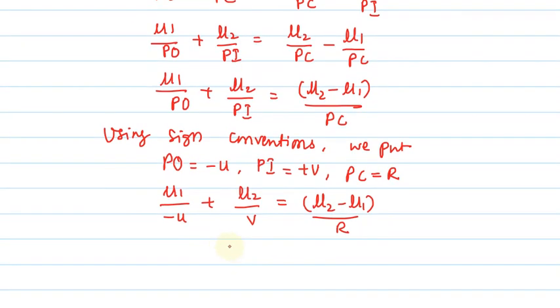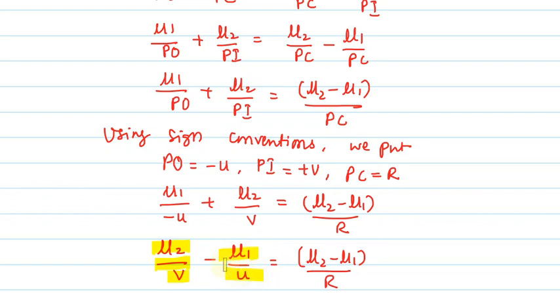If we rewrite these terms by taking the positive term first, I can write this as mu2 upon V minus mu1 upon U is equal to mu2 minus mu1 upon R. Here mu1 and mu2 are refractive indices of the rarer and denser medium, V is image distance, U is object distance, and R is radius of curvature. So this is the relation for refraction from rarer to denser medium at a convex spherical refracting surface. Hope you have understood the derivation: mu2 upon V minus mu1 upon U is equal to mu2 minus mu1 upon R. Thank you.